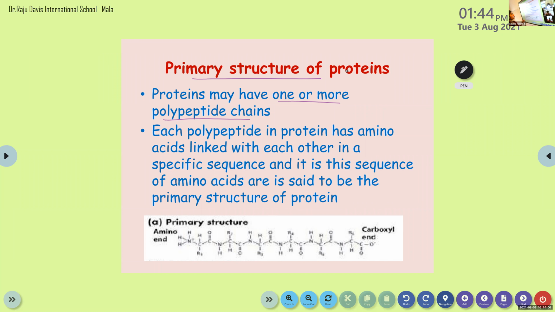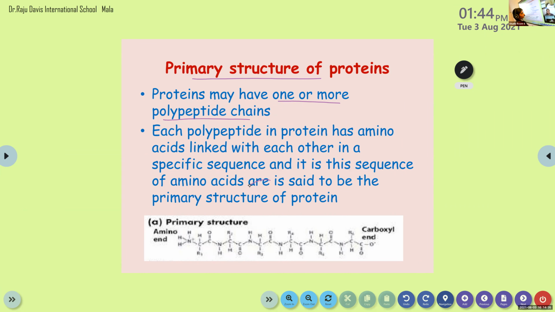Steffi, can you please read the points about primary structure of protein? Yes, ma'am. Proteins may have one or more polypeptide chains. Each polypeptide in protein has amino acids linked with each other in a specific sequence, and it is this sequence of amino acids that is said to be the primary structure. Yeah, primary structure of protein.